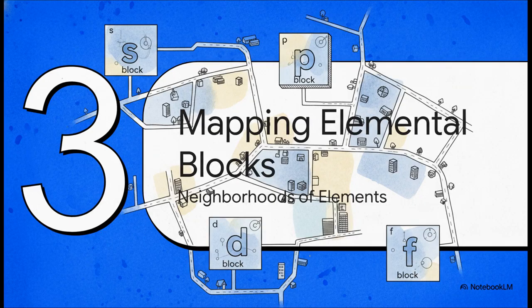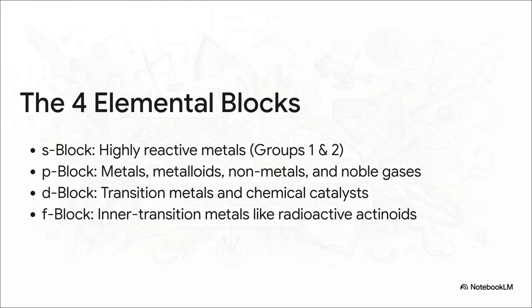All right, Section 3, mapping the elemental blocks, the city neighborhoods of the periodic table. It really helps to treat the periodic table like a city map, divided into 4 highly distinct neighborhoods, known as the S, P, D, and F blocks. Your specific address in these blocks is entirely determined by the last orbital filled with an electron, giving each block very distinct chemical behaviors. The S block on the left contains highly reactive metals that form compounds used incredibly heavily in modern manufacturing. On the far right is the P block, housing your essential nonmetals and noble gases.